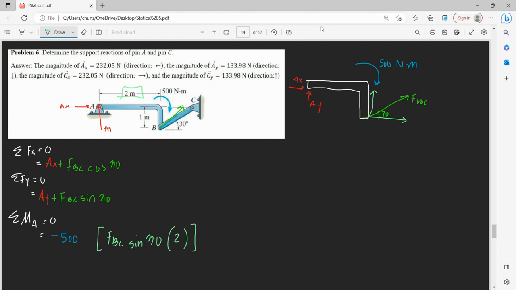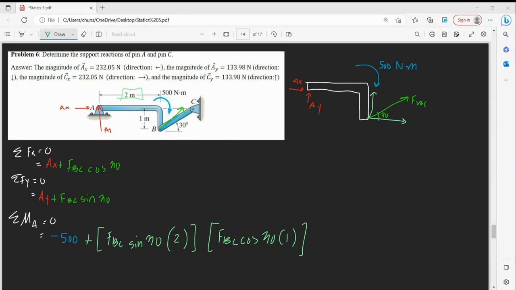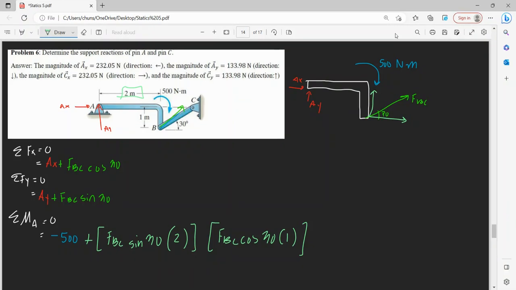And we would be going counterclockwise to get there, so that's plus. Then we have our horizontal component, and this is at a vertical distance of 1 meter. And our direction would be in a positive direction, so we go counterclockwise to get there.